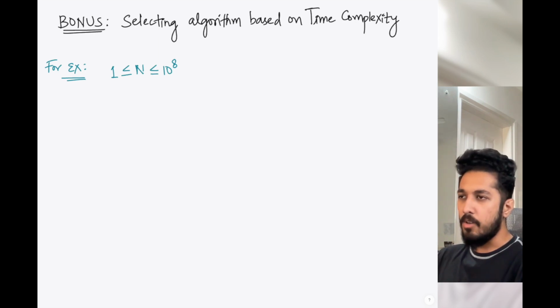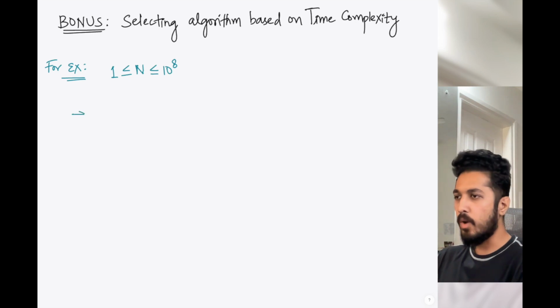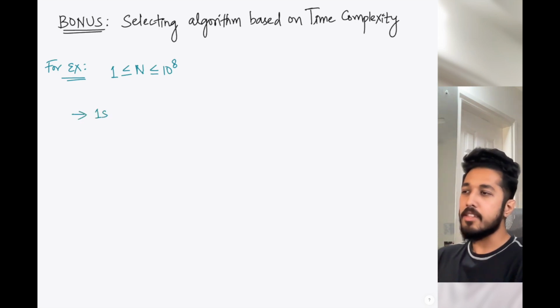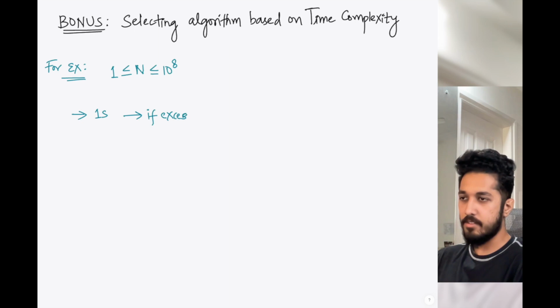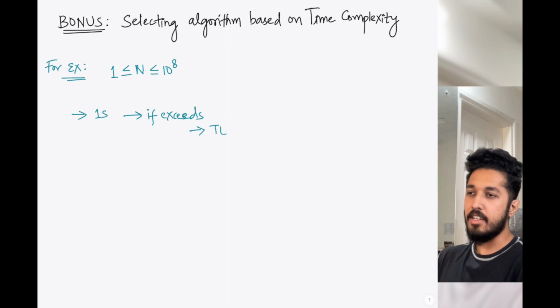Based on these constraints, you are required to write a code or an algorithm which runs under 1 second for the given inputs. If your algorithm exceeds 1 second, you might get an error saying TLE, which is nothing but time limit exceeded.